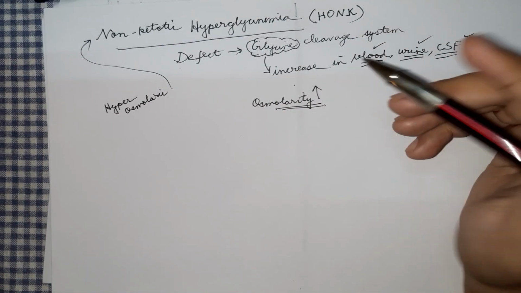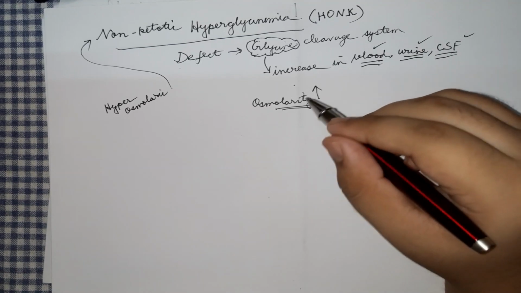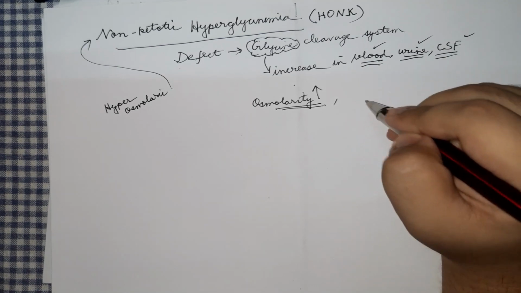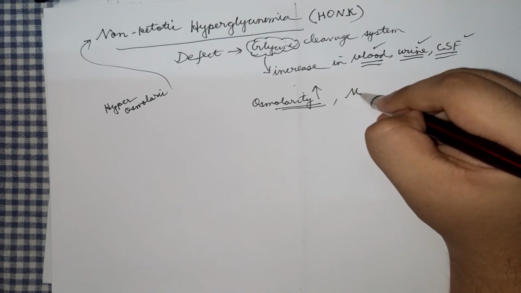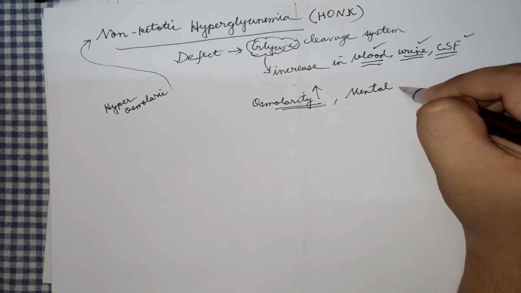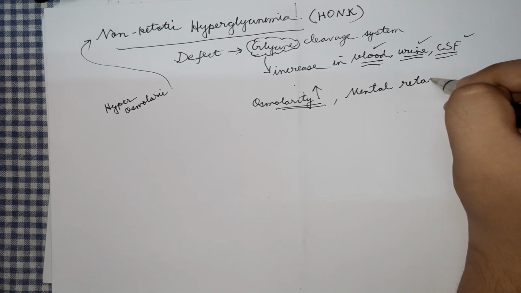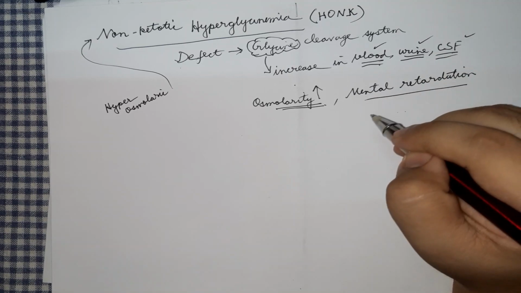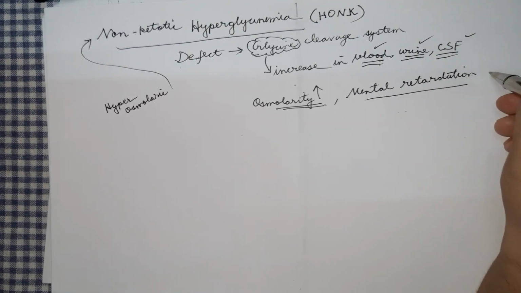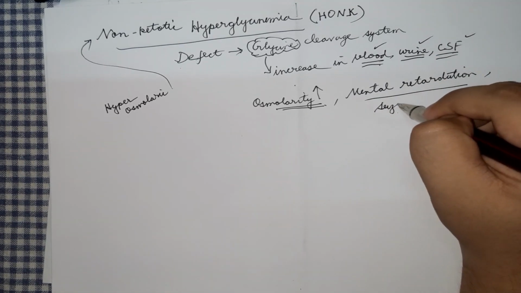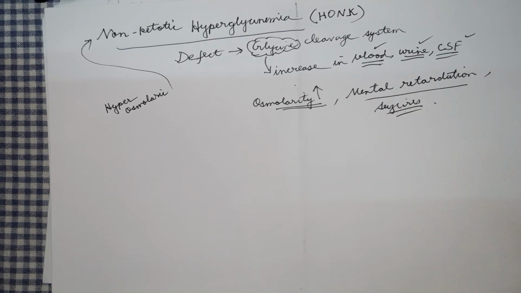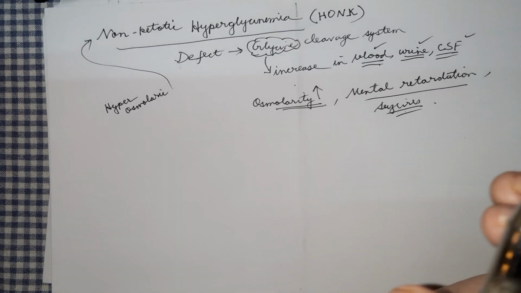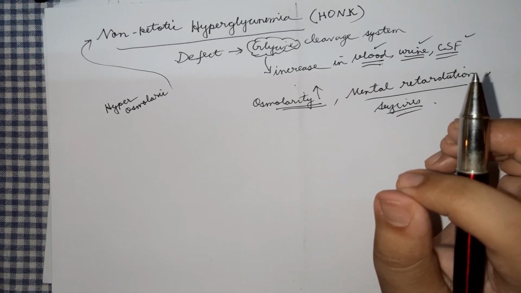So the first thing that happens, as I said, is that the osmolarity of the fluids increases. Now, what is the problem? The problem is mental retardation. Mental retardation is seen. Seizures are also seen, right? These are all symptoms related to HONK, right?